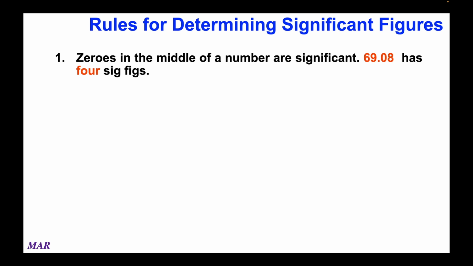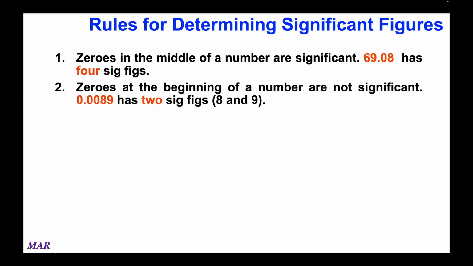If the 0 is in the middle of non-zero numbers, they always count as significant figures. So 69.08 has 4 sig figs. If the numbers in the front of it are zeros, then probably they're what they call a placeholder. So in 0.0089, those first 3 zeros just show you where the actual number starts. The first digit is actually the 8 right there.